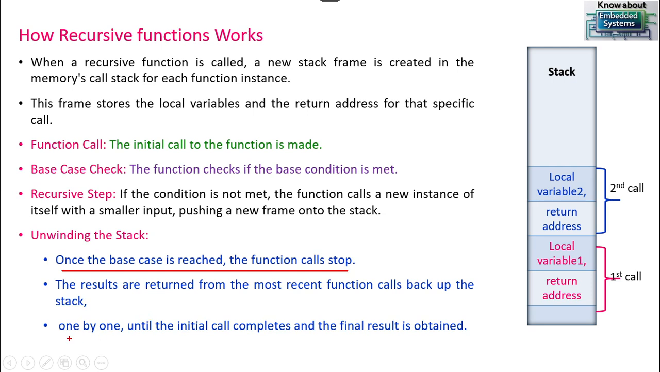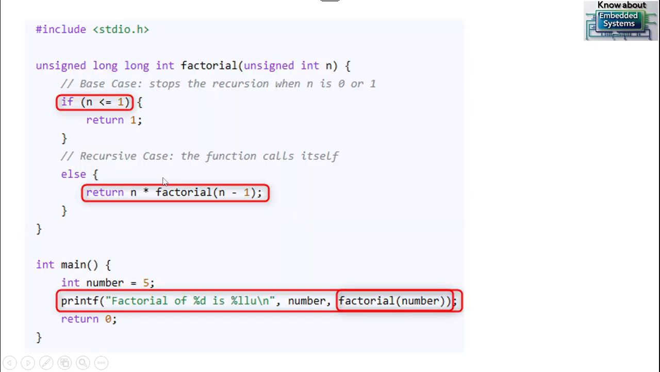When it ends with the last step, it is going to produce a final result, until the initial call completes and the final result is obtained. Till then, it is going to unwind and produce output. So this is how recursive functions work. If in the interview they ask you to explain, you need to explain at least this part to make an impression in the interview.